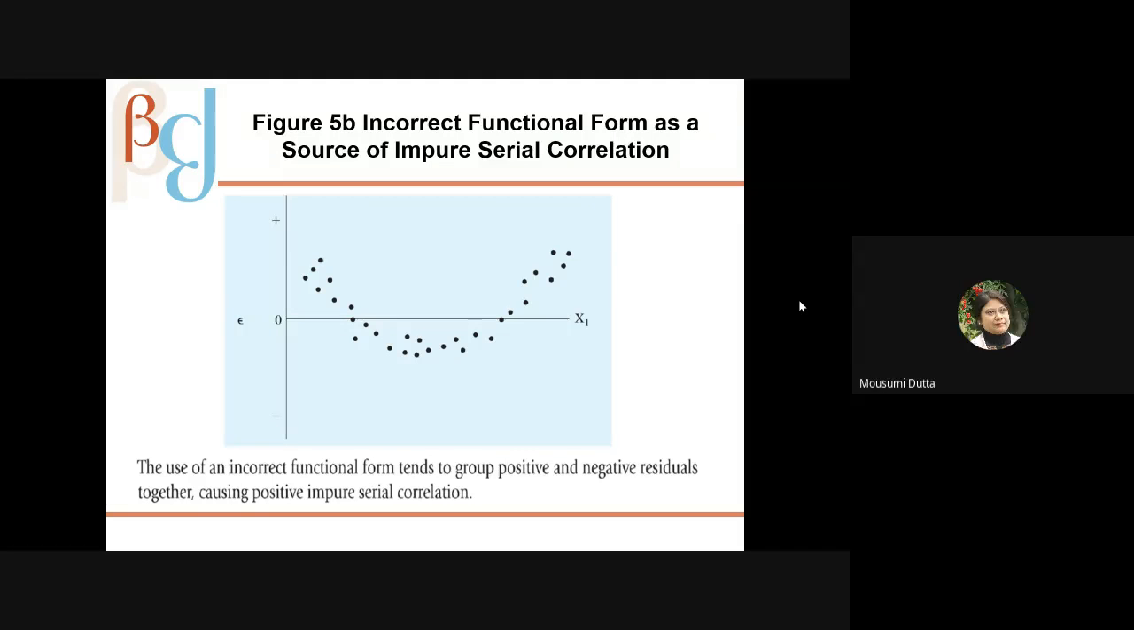Okay, here also you can draw the fit like this. So it is not capturing the essence of the data. Got it? Yes, ma'am.